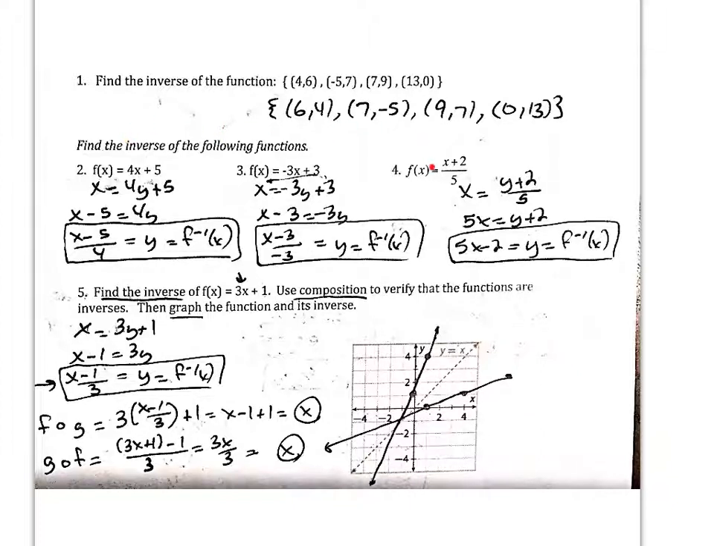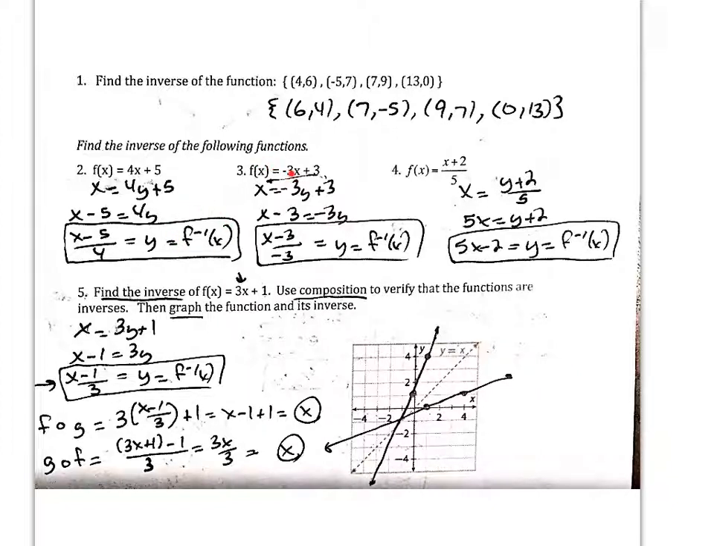2, 3, and 4, all the same kind of problem. Switch your x and y, then get your y by itself. We had a gesture for that this week. So look at number 2 right here. I'll switch my x and y around, move the 5 over, divide both sides by 4. Don't forget this notation right here, that you make sure you put your f negative 1 of x.